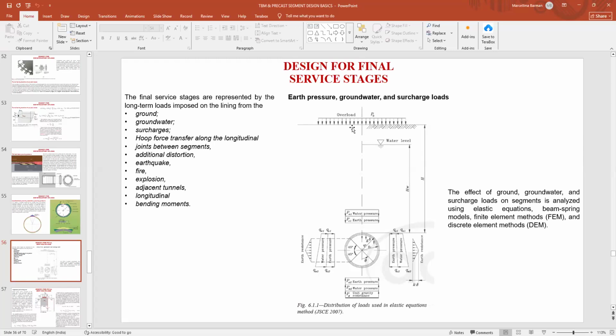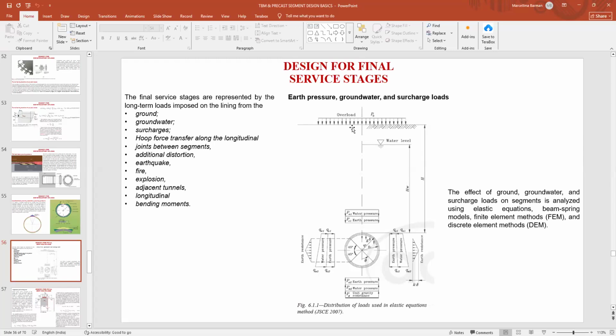Now, next is the hoop force transported along the longitudinal joint between the segments, because the segment is a perfect circle. So here the forces are mostly compressive. The segment does not take a very small amount of tensile force into account. So all these thrusts are called hoop thrusts. The hoop thrusts are basically the thrust that is being transferred between the segments.